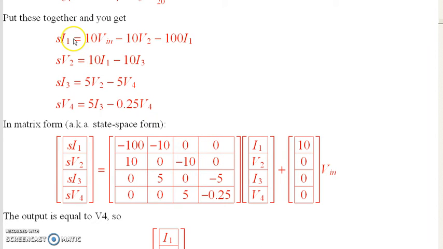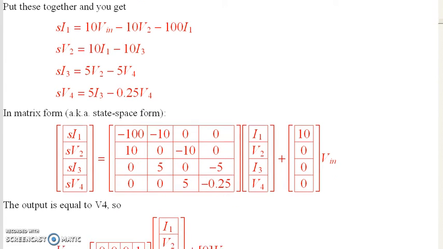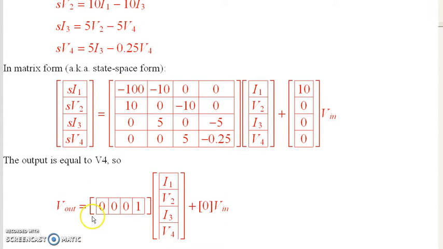Plugging in numbers and solving for the derivative, I get the change in the states as a function of the states and the input. Putting it in matrix form, I get this. This is the state space model. The output is the voltage across the last capacitor, so the output is the fourth state, V4. There's my A, B, C, D.